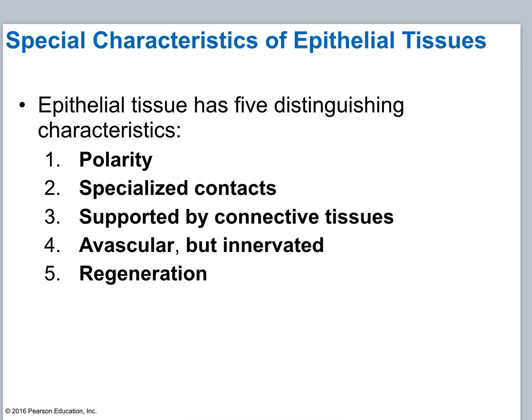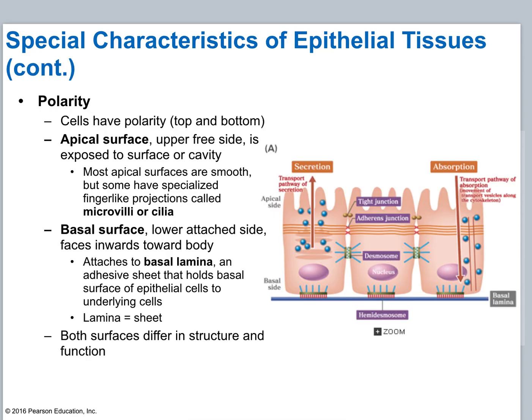Let's look at some of the distinguishing characteristics that epithelial tissue has. These 5 characteristics apply to all epithelial tissue. First of all, the cells have polarity. They have a top and a bottom, and the top has different functions than the bottom.